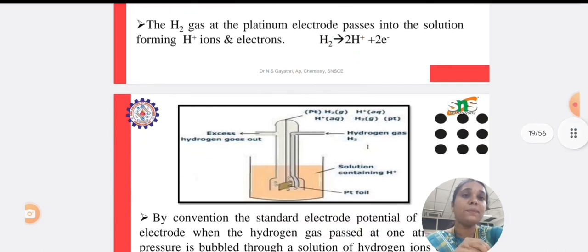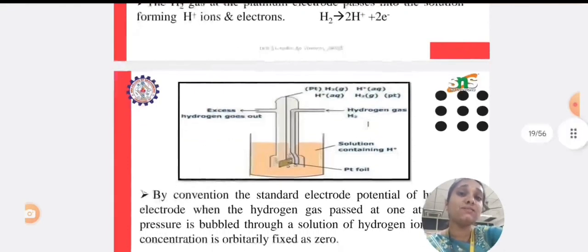This is the setup. On the left side, the excess hydrogen gas goes out, and on the right side, the hydrogen gas enters the outer shell. The straight line from the head to the top is the platinum wire, and the platinum foil is at the end of the electrode. It is dipped in 1 M HCl, and this setup is maintained at 1 atmosphere pressure and 25 degrees Celsius.